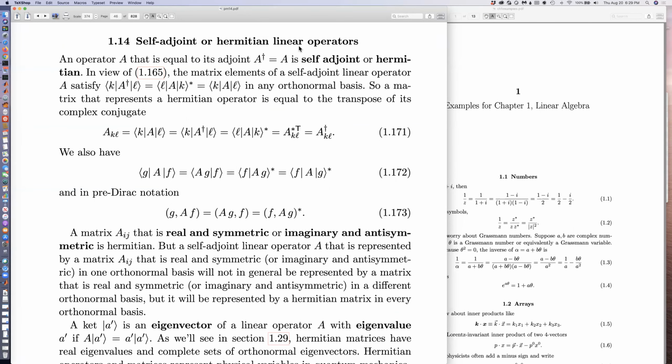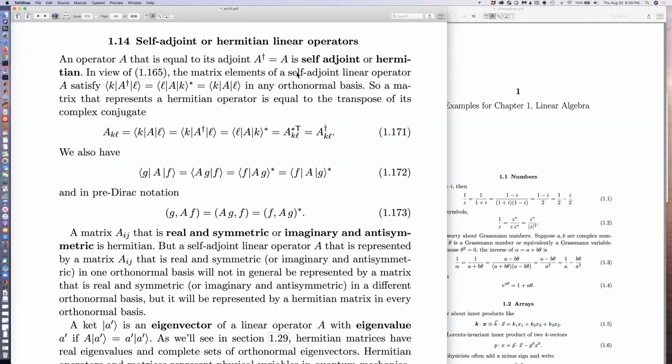Self-adjoint or Hermitian linear operators. This is important because it's so important in quantum mechanics. Namely, an operator A that is equal to its adjoint is said to be self-adjoint or Hermitian. These are named after Charles Hermite, who was a French medical physicist. I think he taught at École Polytechnique in Paris, but I'm not sure.